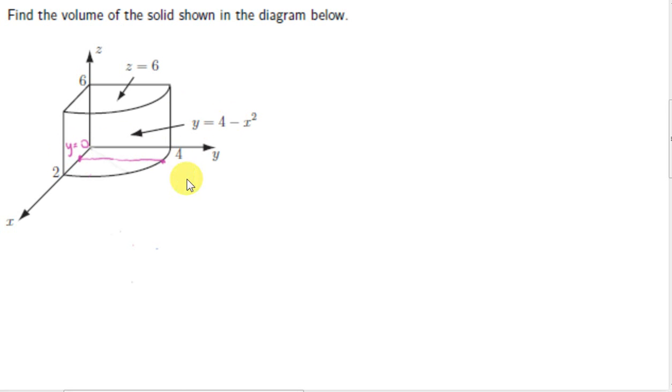Anyway, the y value of this point is 0, and the y value of this point is given by the equation of the curve, which is 4 minus x squared. So to get the length of this line, we just integrate 1 times dy from y equals 0 to 4 minus x squared. Well, we know the answer is going to be 4 minus x squared. It's clear. But when we're getting the volume, we are integrating 1 over the entire region. So this will be the innermost integral.